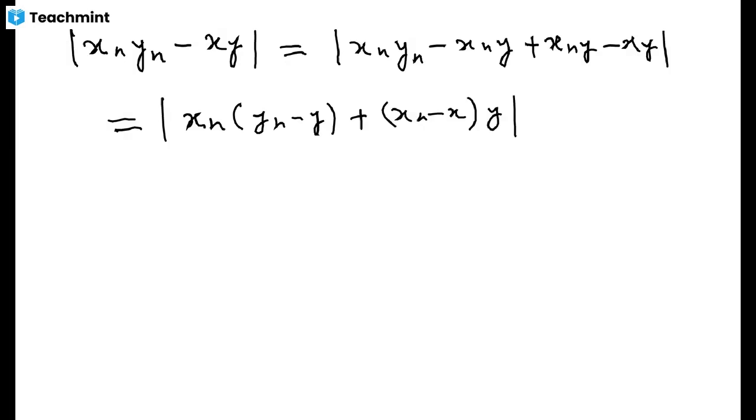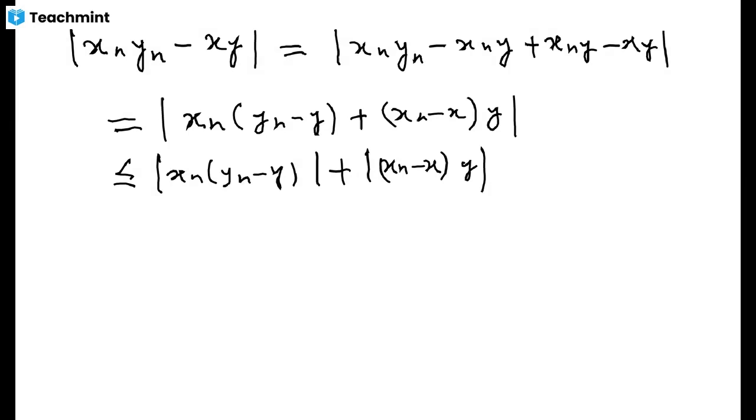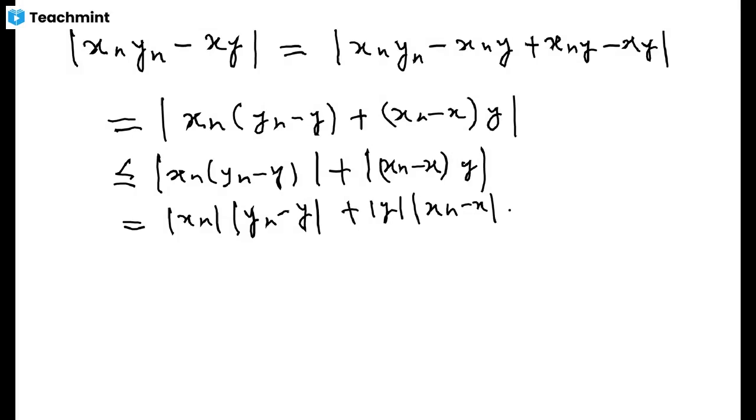So I'm going to employ the triangle inequality on these two terms, and that will give me mod of xn into yn minus y, plus mod of xn minus x into y. But in the next step, I can write this as mod of xn times mod of yn minus y, since the modulus of the product of numbers is the product of the modulus of the numbers, plus mod of y into mod of xn minus x.